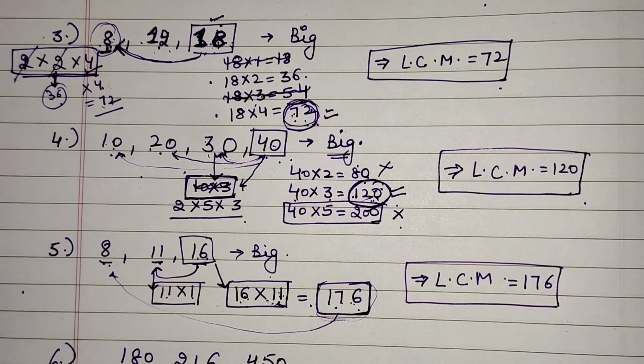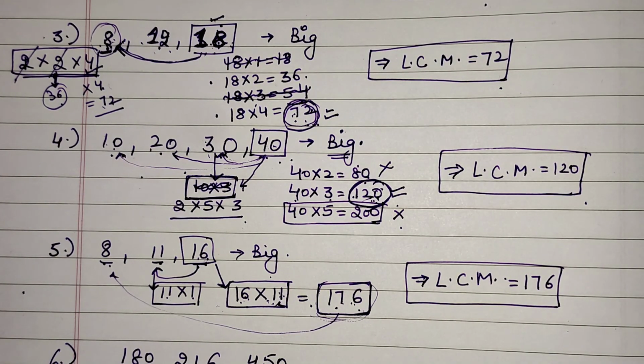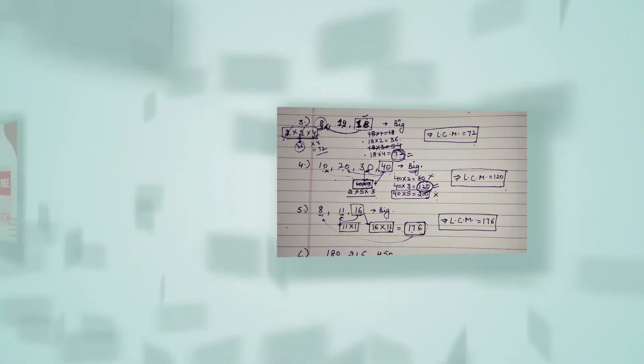What we are doing is just using the meaning of lowest common multiple, meaning the number which is divisible by all the numbers, right?